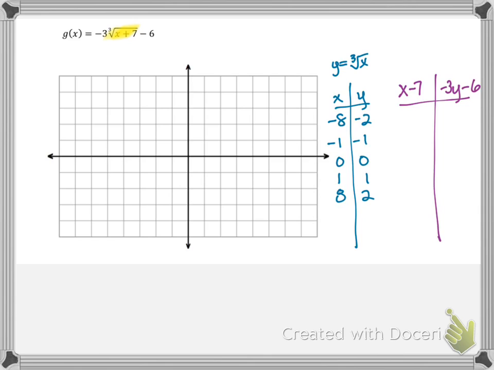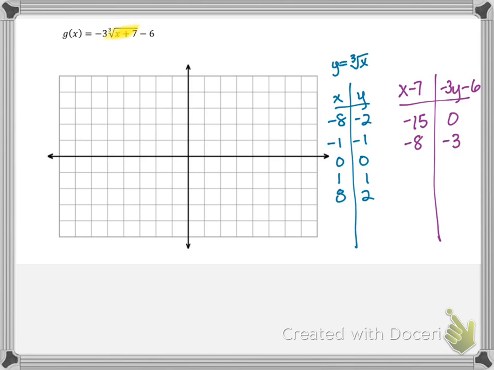Okay, so then doing that, that's going to give me negative 8 minus 7, that's your negative 15, and that's what we got in class. Negative 3 times negative 2 is 6, minus 6 is 0. Negative 1 minus 7, that's going to give me negative 8. Negative 3 times negative 1 is 3. 3 minus 6 is going to give me negative 3.